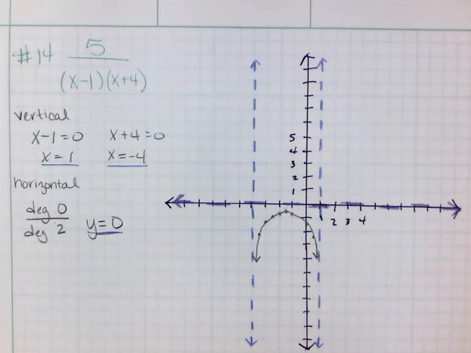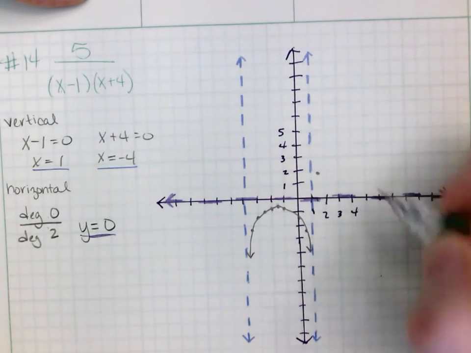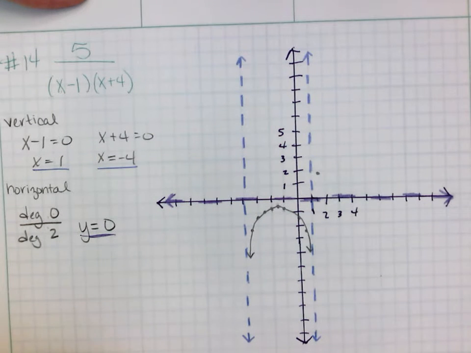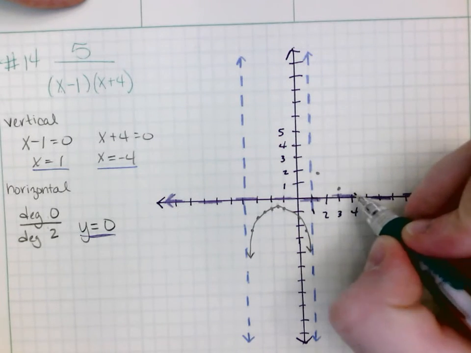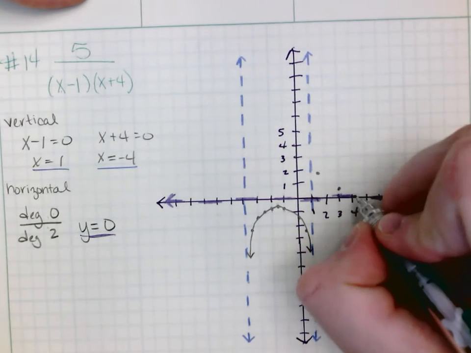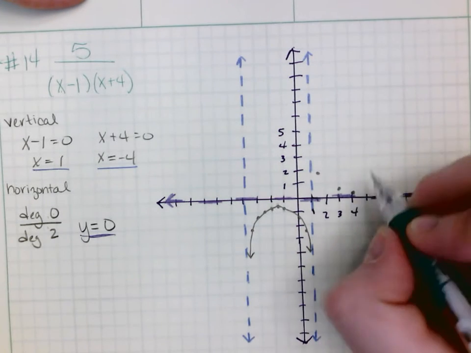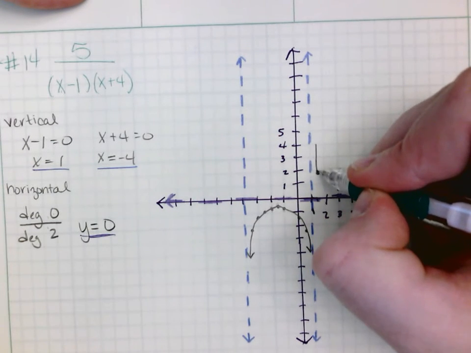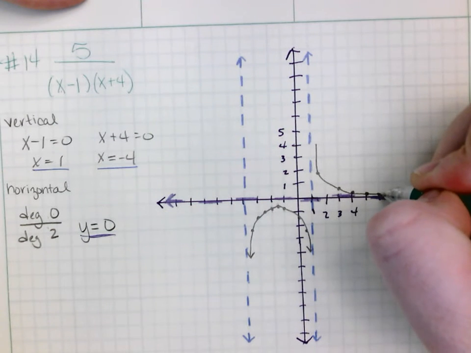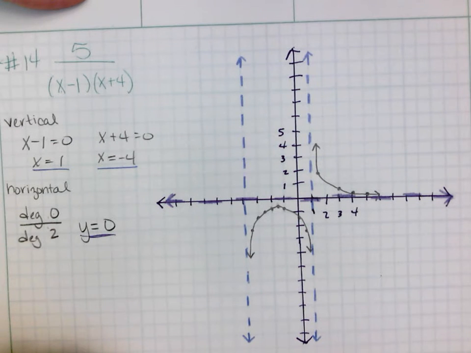Okay. Now on the other side of 1, I have 1.5, which has got me at negative 1.8. At 3, it's at 0.35. At 4, it's at 0.2. At 5, it's at 0.13. So it comes down and curves. Vice versa on the other side, it's going to mirror.